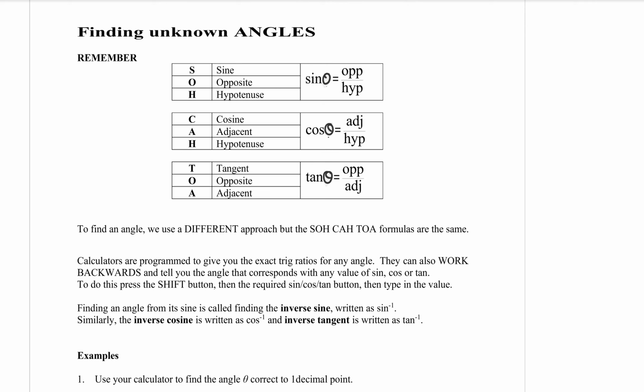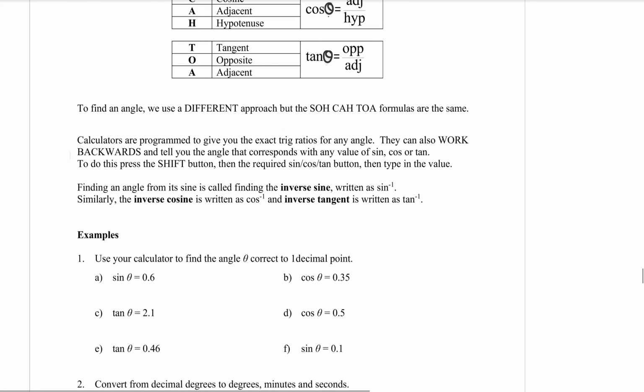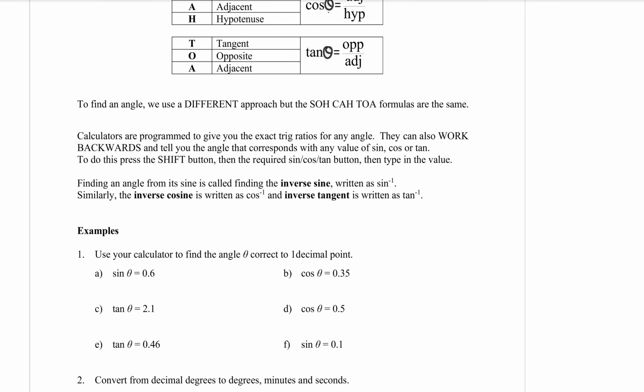To find an angle, we need to use a slightly different approach to our SOHCAHTOA. On our calculators, we normally use our sine, cos, and tan buttons. To do angles, we're going to have to use inverse sine, which is a sine with a negative one, or inverse cos, which is cos with a little negative one, and inverse tan. So we just want to spend a couple of minutes practicing using those buttons on our calculator.